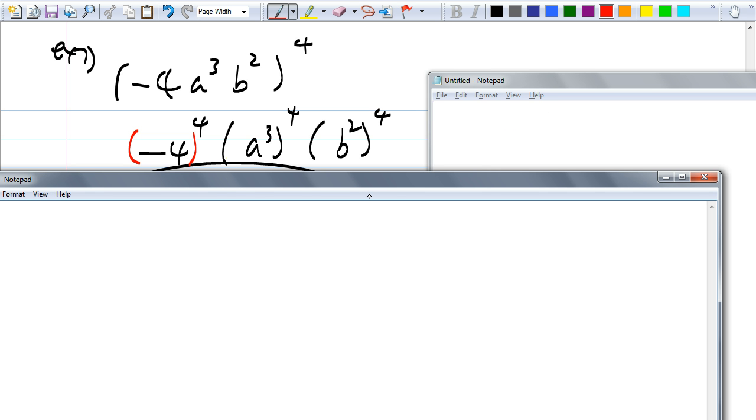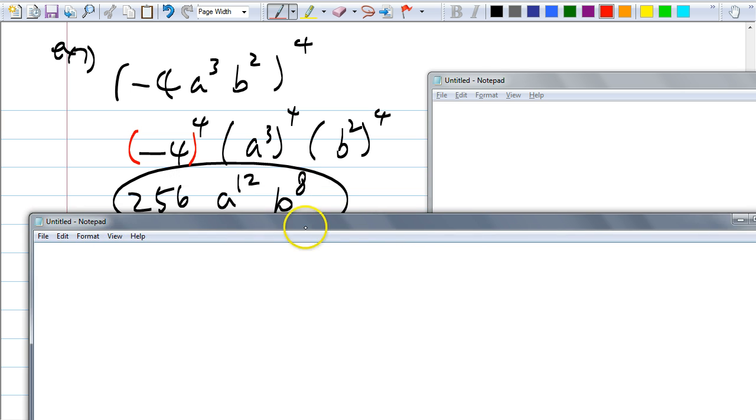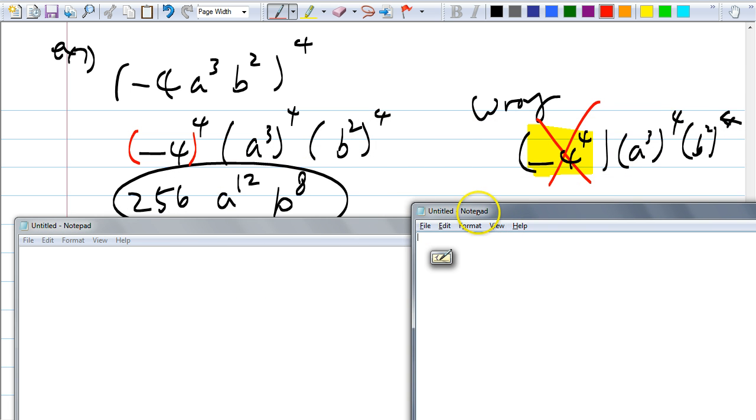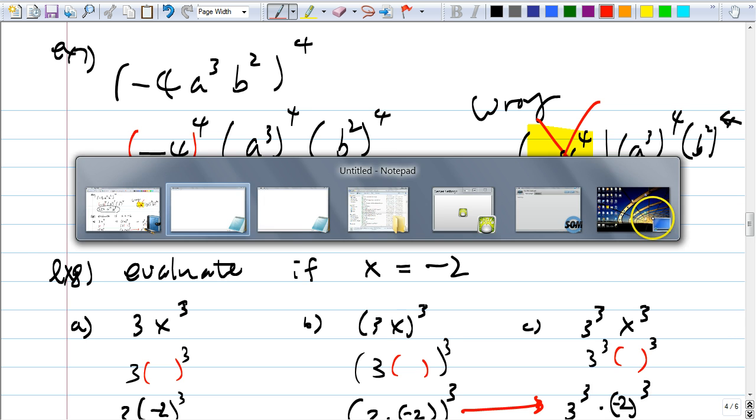Because you'll be multiplying that -4, and then what is 4 to the fourth power? Anybody? 256? That's right. And what about a to the 12 and b to the 8? Do you multiply? Could I write it this way? -4 to the fourth like this without parentheses. What would this be? -4 to the fourth without parentheses. It'll be negative. Would that be right? No. Okay. Any question?